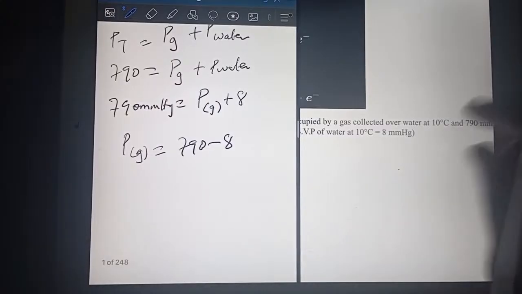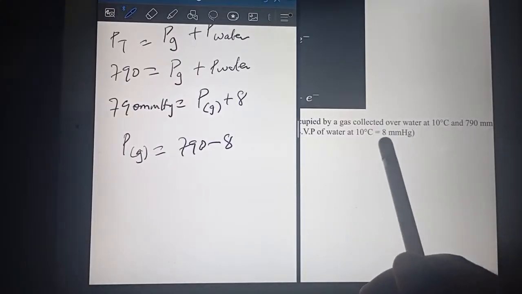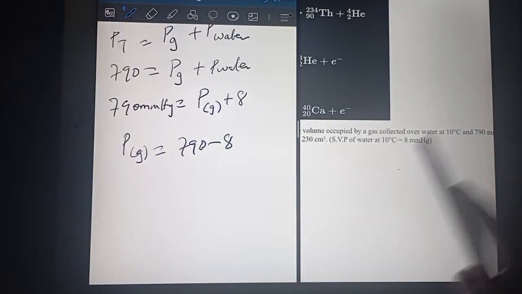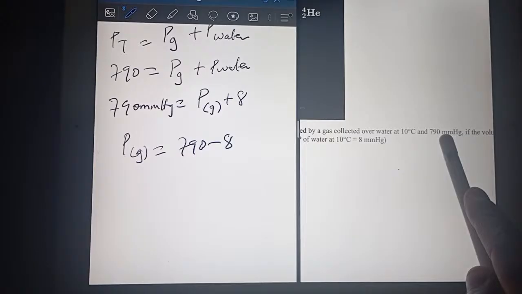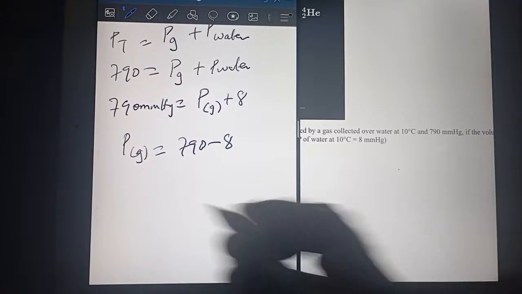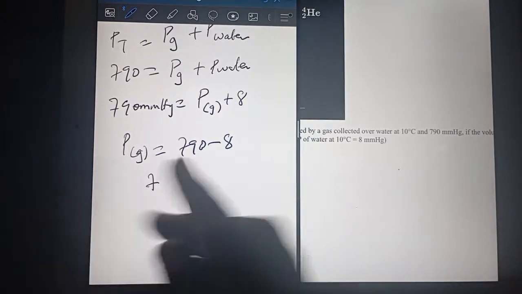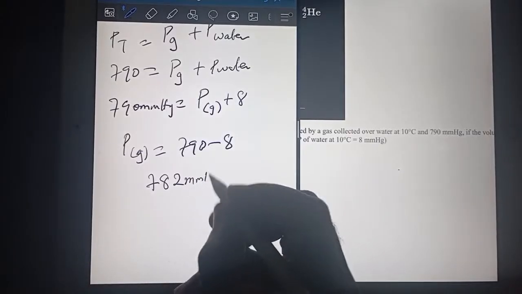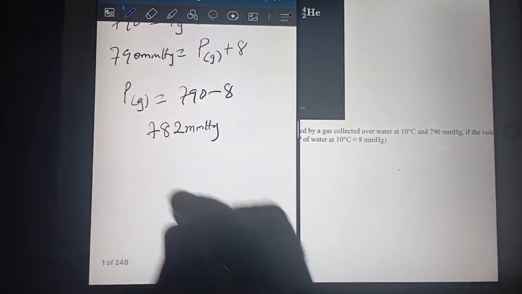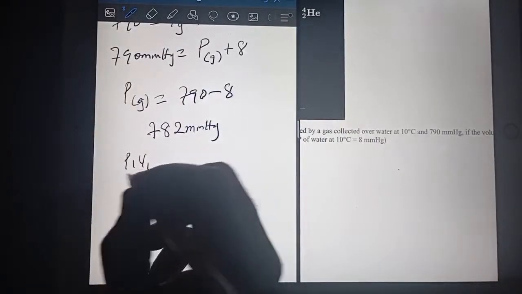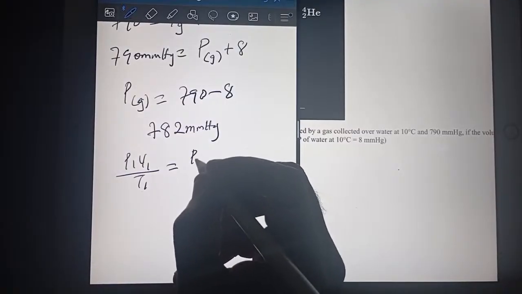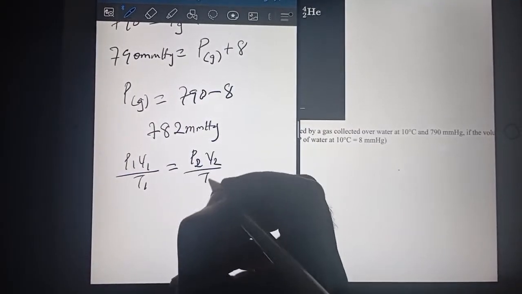Simple. If they give you the saturated vapor pressure, just subtract whatever is given from the pressure mentioned. If you don't understand what I'm saying, just 790 minus 8, which is 782, if I'm correct. So 782 millimeters of mercury. You now go back and use your P1 V1 over T1, that's the general gas equation, equal to P2 V2 over T2.